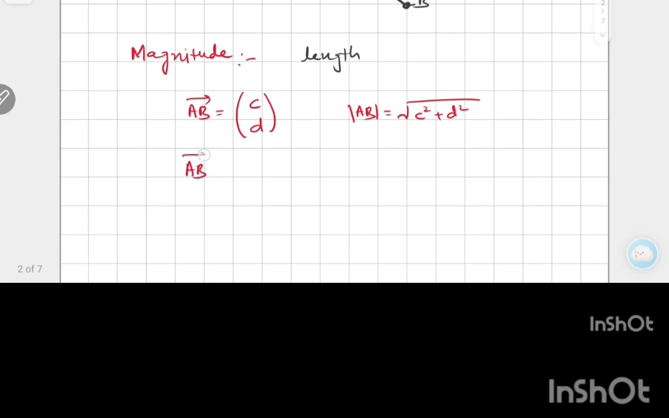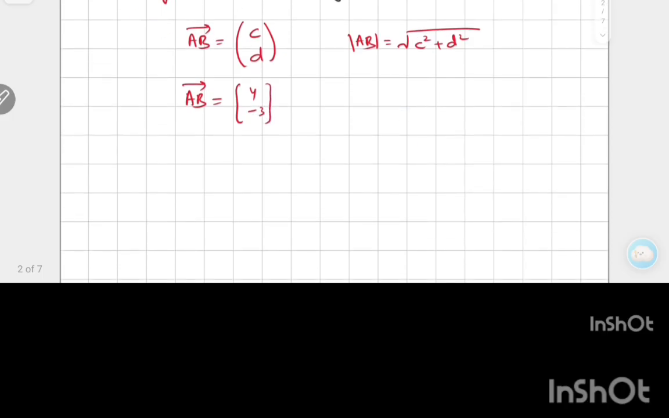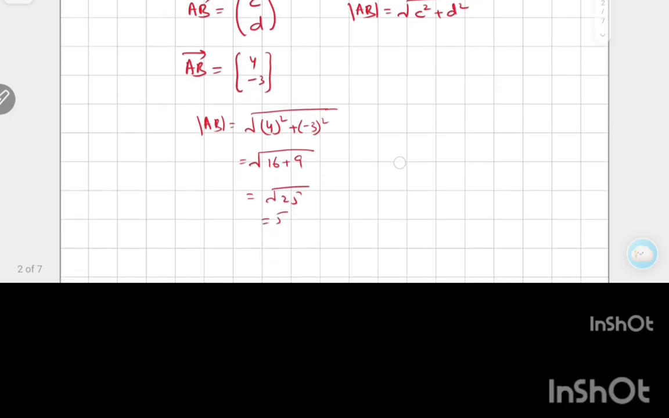Our next question is: we have (4, -3). How do we write the magnitude of AB? First 4 square, then -3 square, so we get 16 plus 9, which is 25, and our answer is 5.